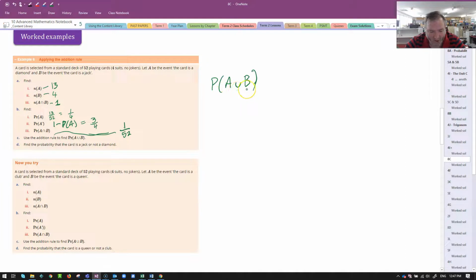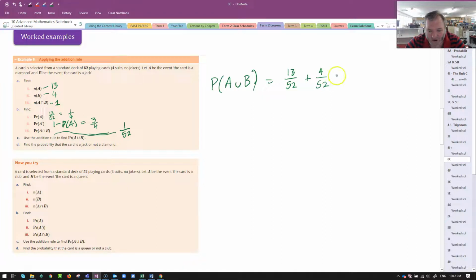Probability of A or B. Use the addition rule to find that. So it's a probability of A. Now, I could write it as 1/4, but I'm going to keep it as 13 over 52, just because it's going to make my life a little bit easier. Plus the probability of B. Again, this is 1 out of 13, because there are 13 different cards in each suit. But I'm going to go for 4 out of 52, because there are 4 out of the 52.